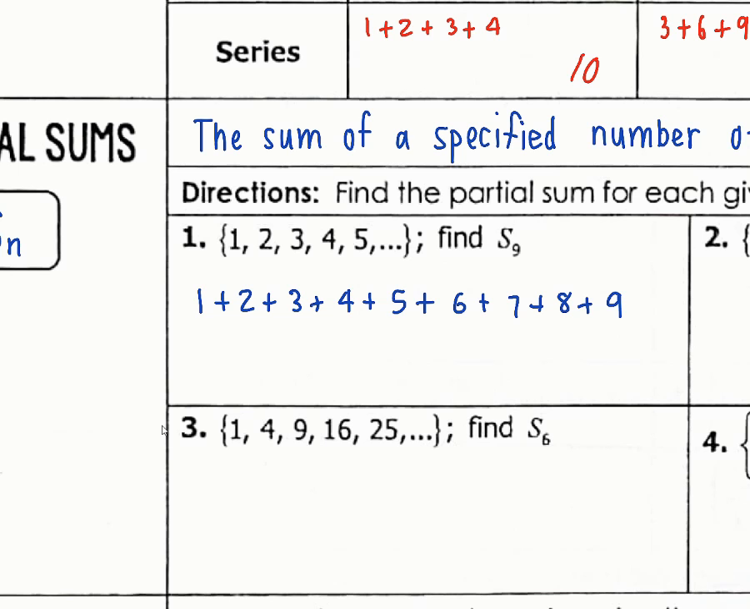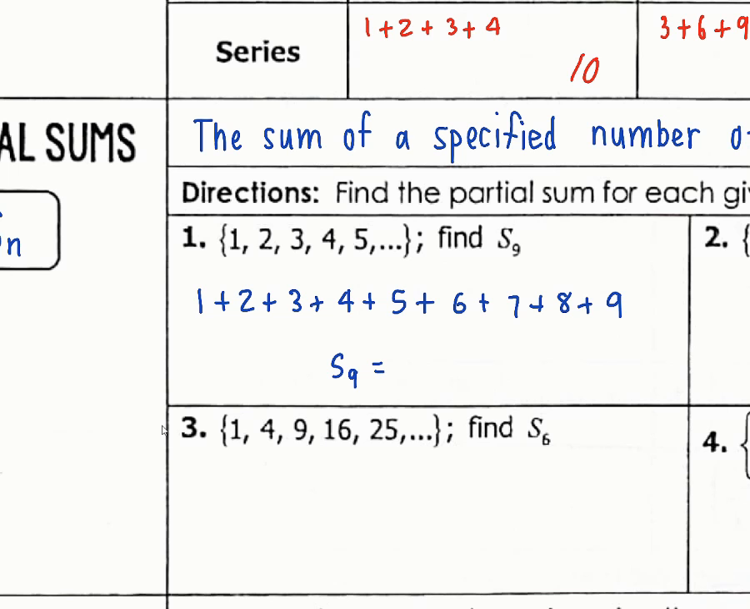So here's how we would answer this. We would say S sub 9 equals, and then we're going to accumulate these. Again, you can use your calculator if you like, or we could use our brain. What's 1 plus 2? 3 plus 3? 6 plus 4. 10 plus 5? 15 plus 6.